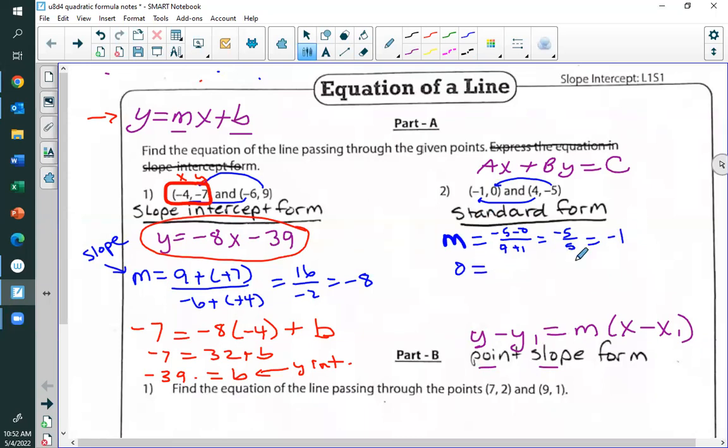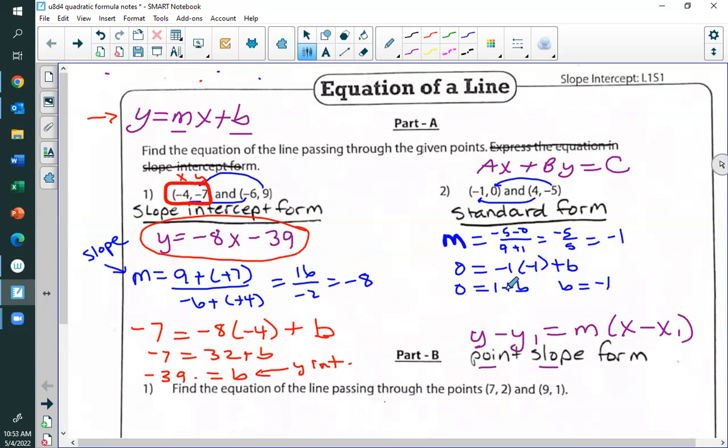So y equals m, that's -1 times x, plus b. I'm using slope intercept form to find b. I'm plugging in all the stuff I know. 0 equals 1 plus b. So I'm going to subtract 1 from each side. So I know b equals -1. So far, so good.